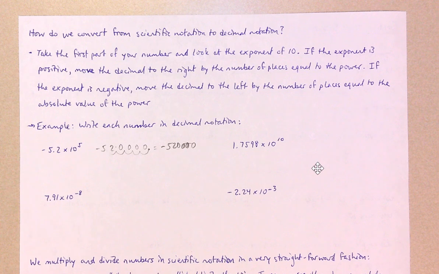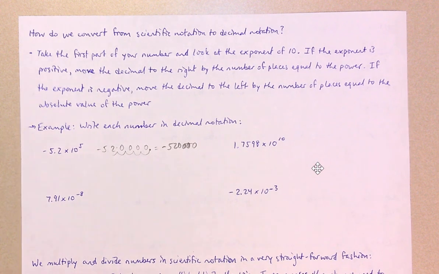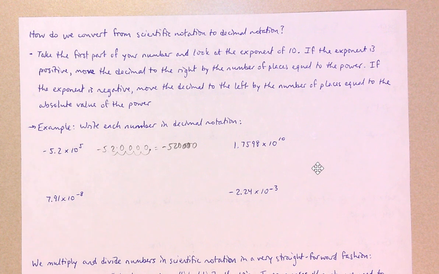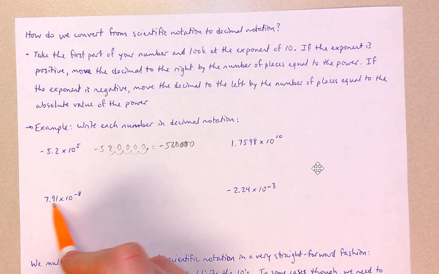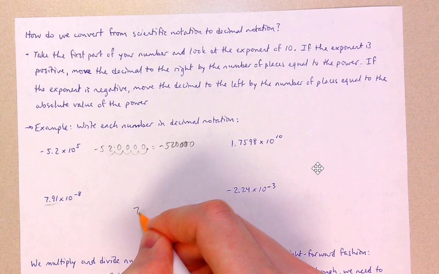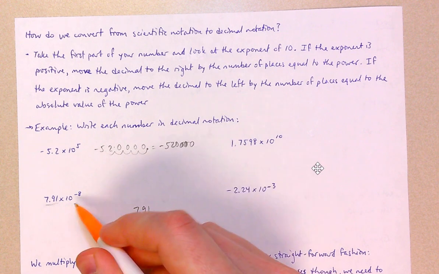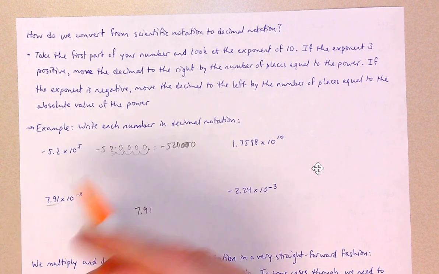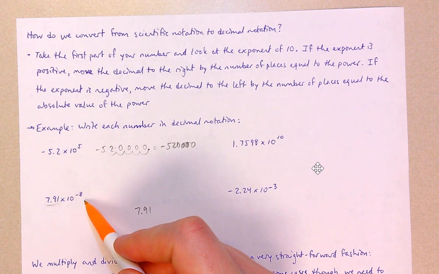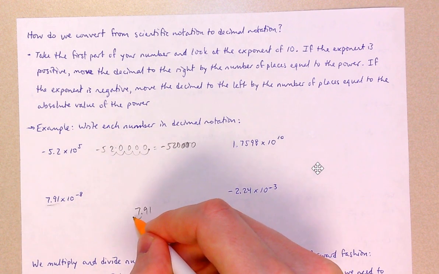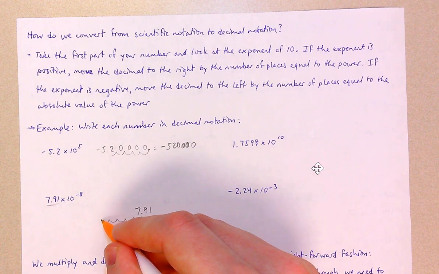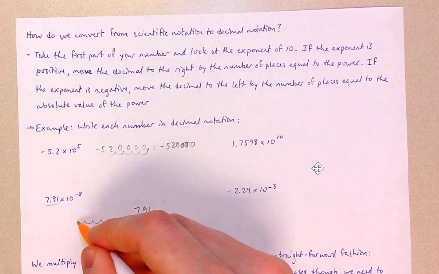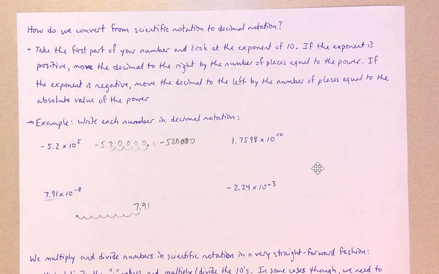All right, 7.91 times 10 to the power of negative 8. Okay, so again, I'm going to take that first part, that C value. My exponent is negative, which means I'm going to move this to the left. And how many places am I moving it left by? The absolute value of your exponent, which would be 8. So 1, 2, 3, 4, 5, 6, 7, 8. Decimal point is now going there.